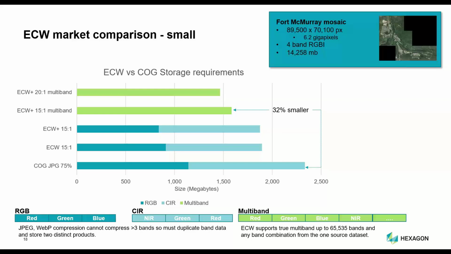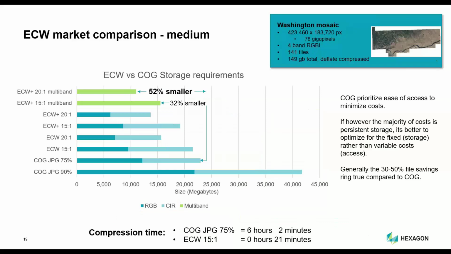This slide is similar to previous, but for larger input using our favorite 78 gigapixel mosaic. Here again, ECW multiband offers a 32% storage improvement, or even as much as 52% if a 20:1 target produces acceptable output quality. The bottom metric is also an important consideration. Although many will claim encoding is CPU time, so it doesn't matter, if you're a data vendor with significant data holdings, spending 6 hours longer than you need to is still a major bottleneck, let alone an attributable cost if you're spinning up cloud instances to do this conversion.